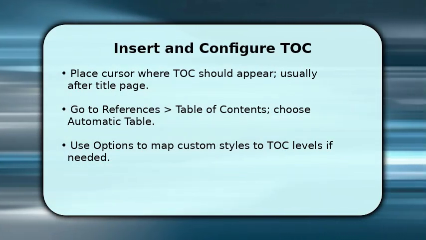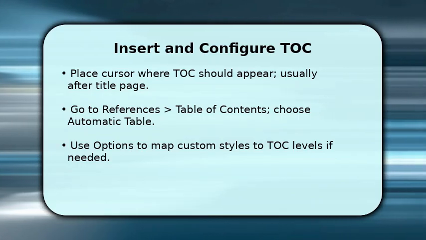Insert the TOC after the title page. Put the cursor there, open References, and pick an Automatic Table so Word reads heading levels for you. Once inserted, click Custom Table of Contents to choose how many levels to show and whether to include page numbers.